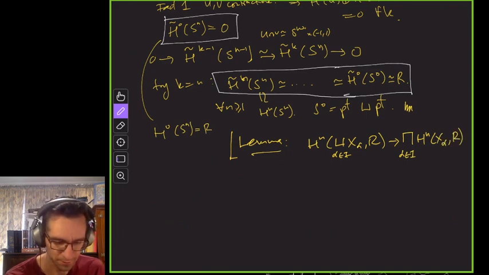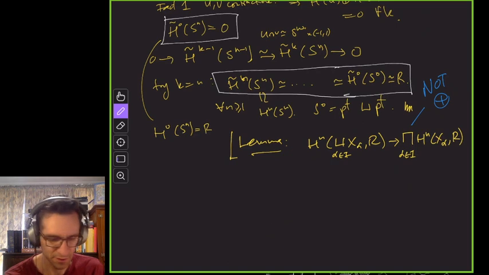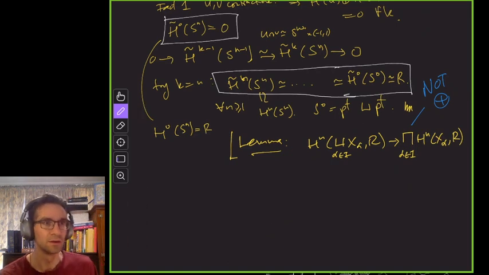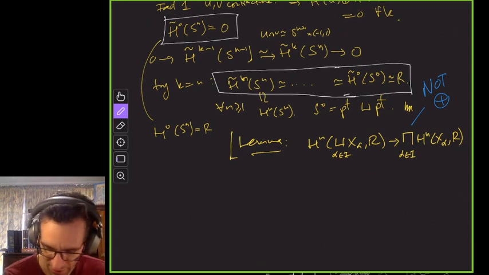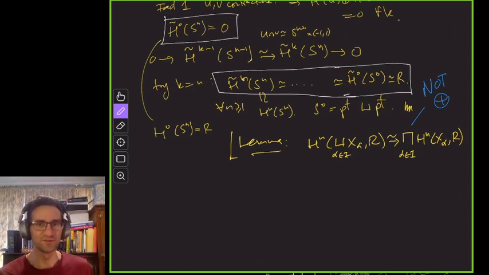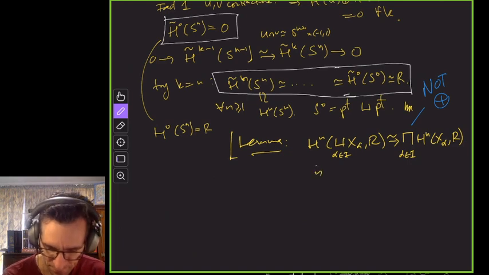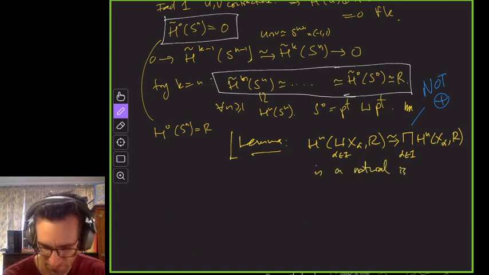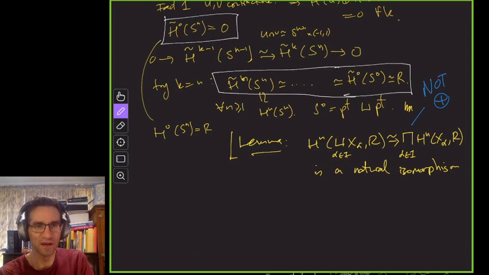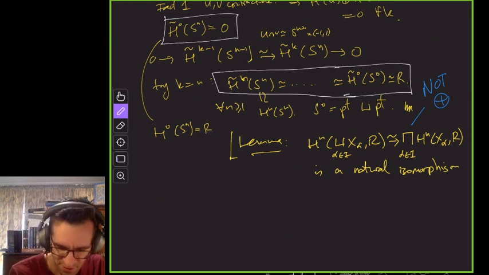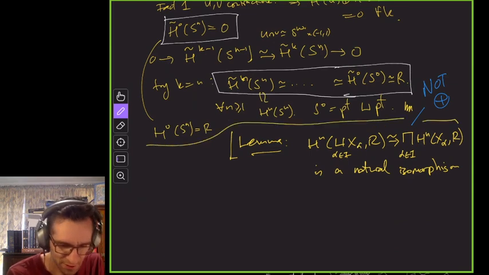It's not a direct sum. This is important. We have this map, and it's an isomorphism. Even better, it's a natural isomorphism, but I haven't defined what natural is, so just assume it's compatible with everything you've ever seen. And you can use this in the case where you have a disjoint union of two things to figure out what the cohomology of the zero sphere is in terms of the cohomology of a single point.